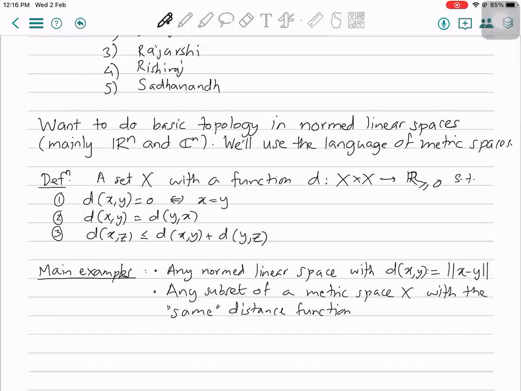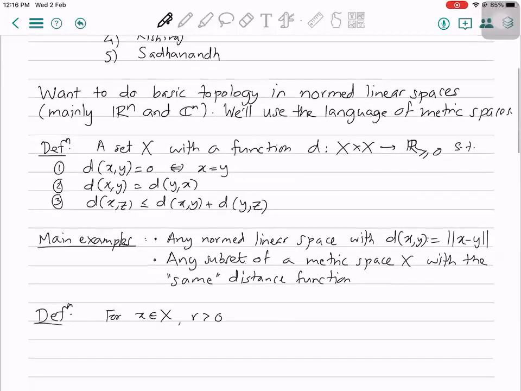All right, so let's again recall the definitions. So what was it, for x in a metric space X and some real number R, let's say greater than 0.